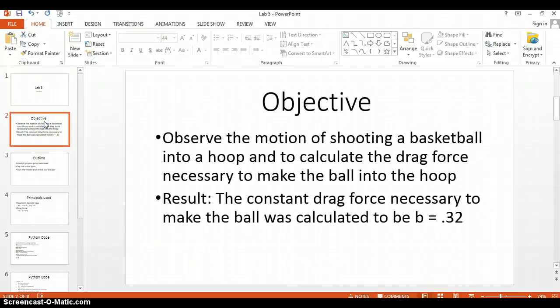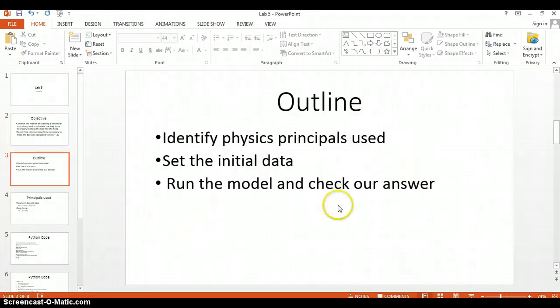The objective of this experiment was to observe the motion of shooting a basketball into a hoop and to calculate the drag force necessary to make the ball go into the hoop. My result is I found the constant drag force necessary to make the ball go into the hoop to be 3.32. In this lab, I will identify physics principles used to model this simulation. I will set the initial data, show my initialization, and I will run the model and check my answer.